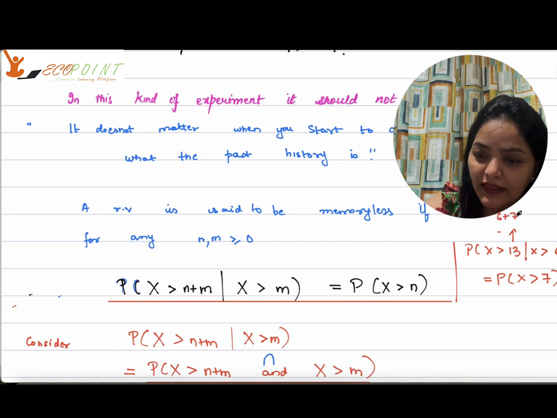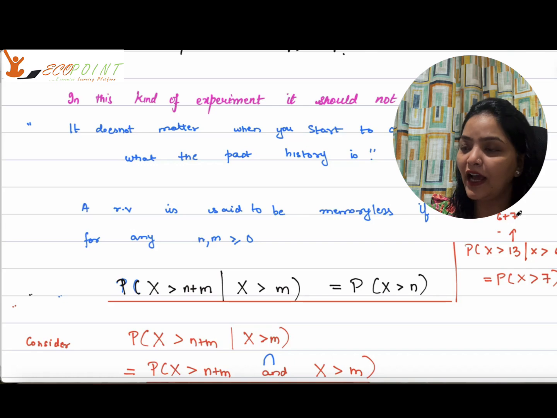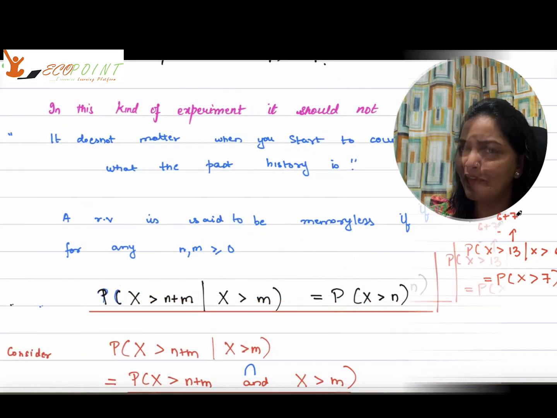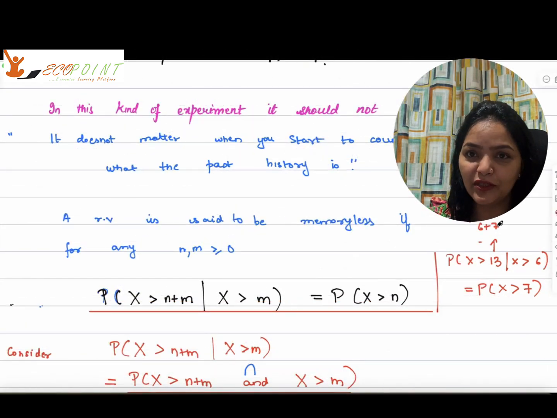Now you can think in terms of m and n. I hope this logic is clear to you. It's a very, very logical property, memoryless, but there's only one discrete random variable which follows it, and that's the geometric one. And now you know why.